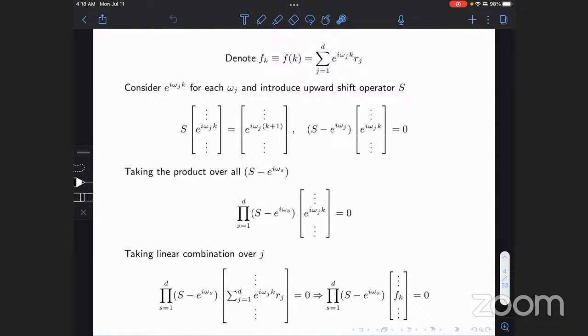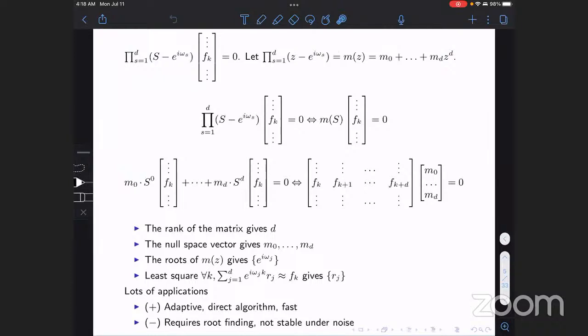Therefore, what we can do is take the sum over all these j's, weighted with r_j. So this equation is also equal to 0. Now we observe that this is actually our f_k, which is something that we have access to. So the product of these operators applied to this long vector f_k is equal to 0. This is what I'm summarizing here.